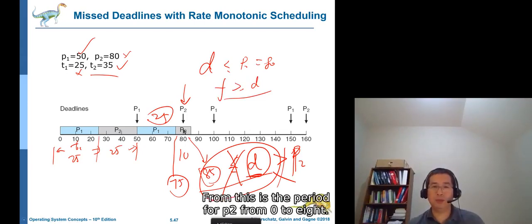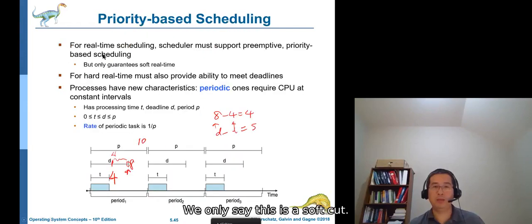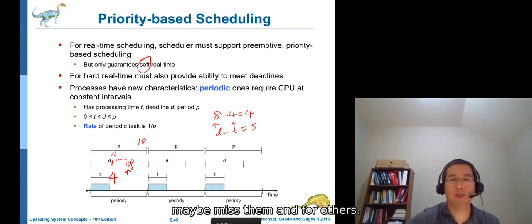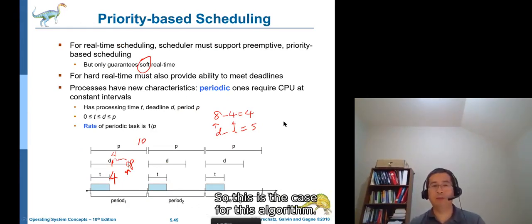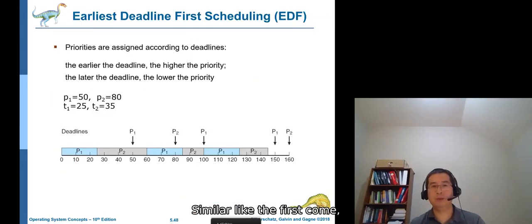That means within this period, the period for P2 from 0 to 80, we finish only at 85. So that's why we said there's no guarantee. We only say this is soft, because we didn't consider all the deadlines. We may meet the deadlines for some, maybe miss the deadlines for others. So this is the case for this algorithm.